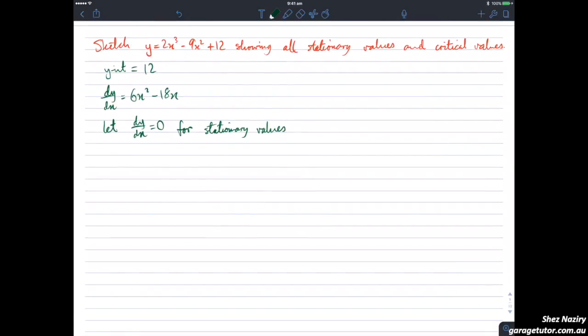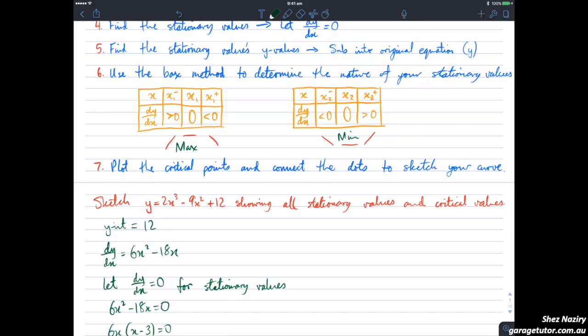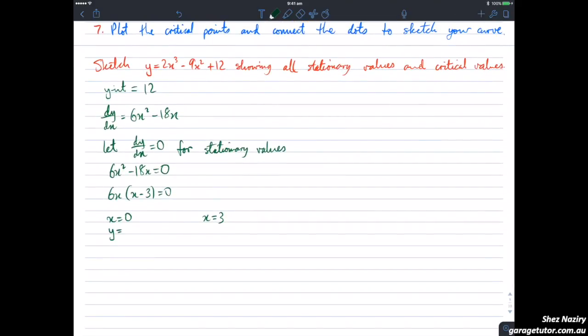And now we're going to solve for it. So 6x squared minus 18x equals 0. There's a common factor of 6x, and we end up with x equals 0 or x equals 3. Look at the next step. It says find the stationary values' y values. So we sub into the original. Do you notice this one is the same as the y-intercept? That means there's a turning point on the y-intercept. You can have doubling up here. And then what do we have here? We had negative 15 if I remember correctly. So y equals negative 15.